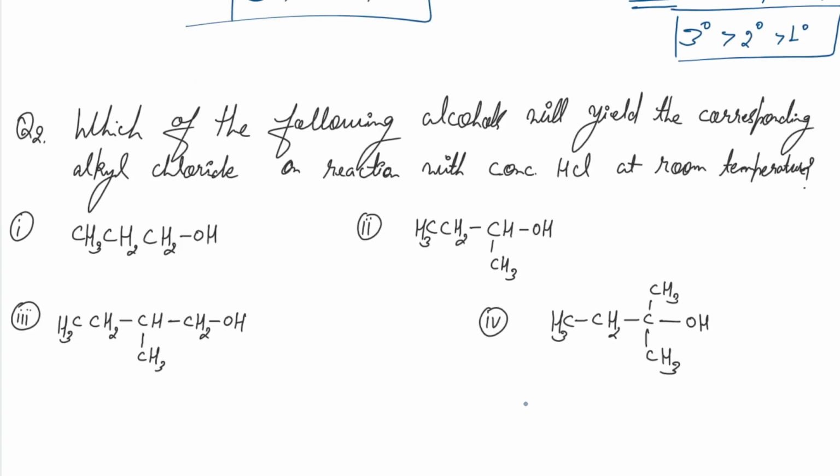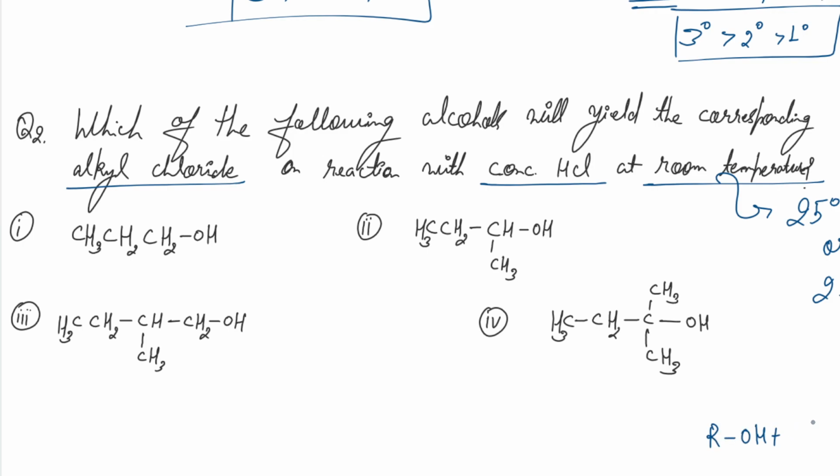Now let's move to the next question, question number 2. In this question: which of the following alcohols will yield the corresponding alkyl chloride on reaction with concentrated hydrochloric acid at room temperature? Room temperature means 25 degrees Celsius, or 298 Kelvin. At this particular temperature, we just need to identify which particular alcohol will give you the alkyl chloride, with alcohol reacting with concentrated HCl.